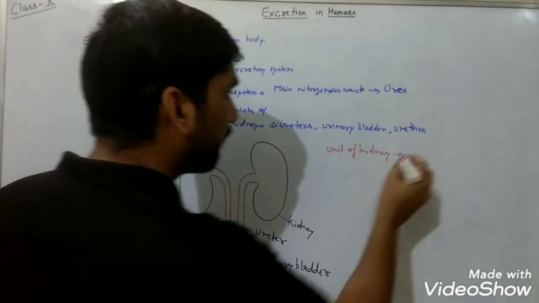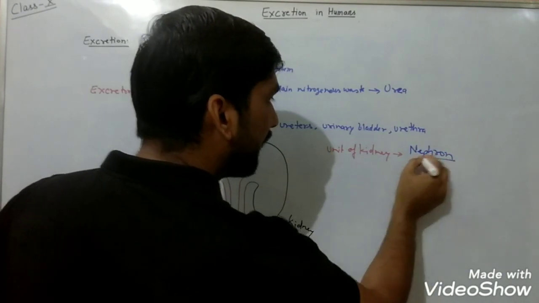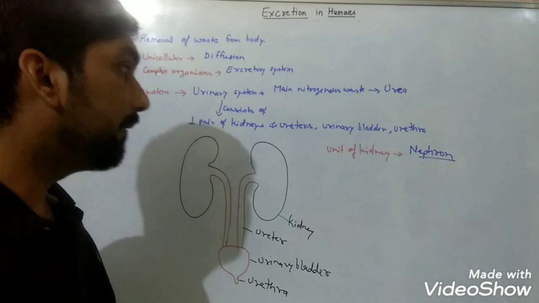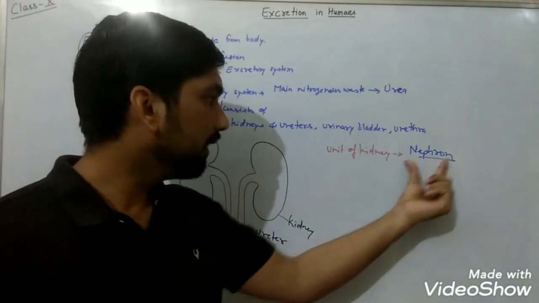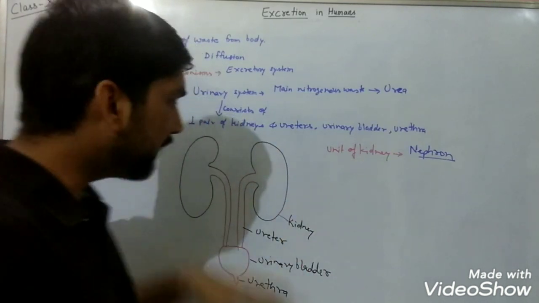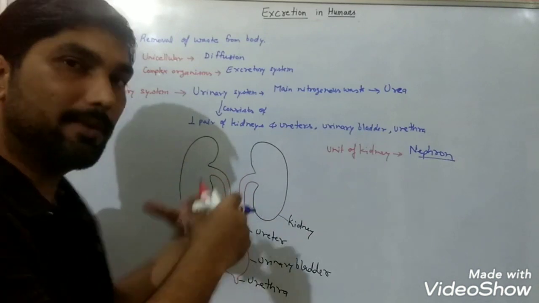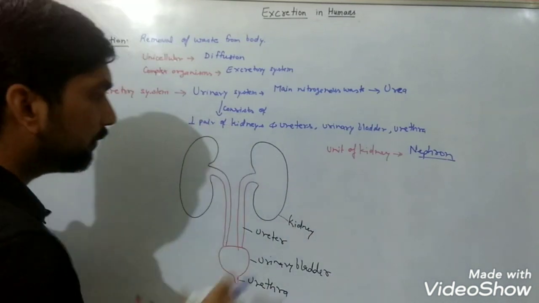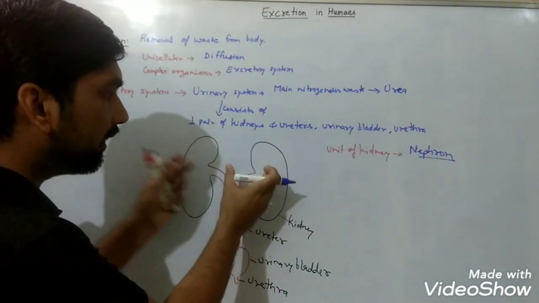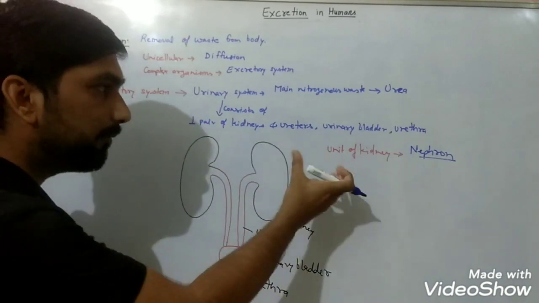Unit of kidney is what? Nephron, where the filtration of the blood is going to happen. So nephrons are also known as what? Units of kidney, and millions of nephrons are present in one kidney only. Means both of the kidneys are having what? Millions of nephrons.